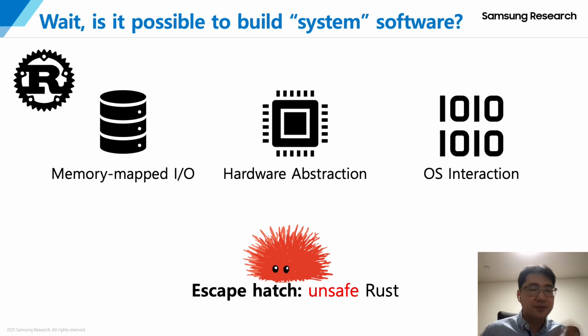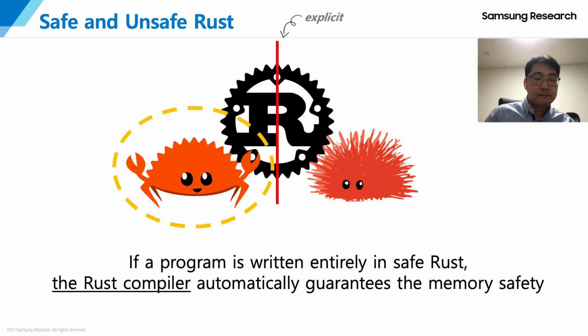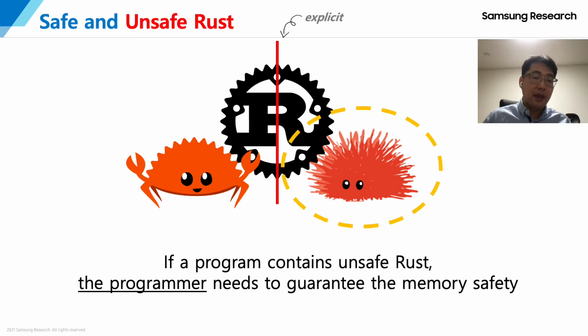Is it really expressive enough to build system software, like doing memory-mapped I/O, accessing hardware, or even invoking a system call? To solve this issue, Rust provides a notion of unsafe in the program, which enables all these explicitly in a controlled manner. In safe Rust, the compiler by default can automatically guarantee memory safety following the safety rules that we discussed so far. However, in unsafe Rust, it's the developer's responsibility to guarantee the correctness of memory safety.